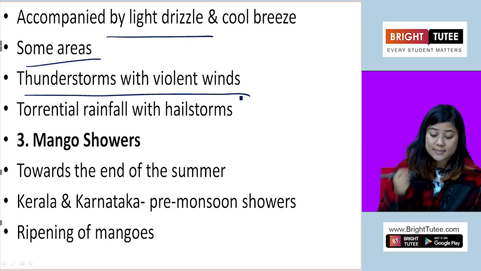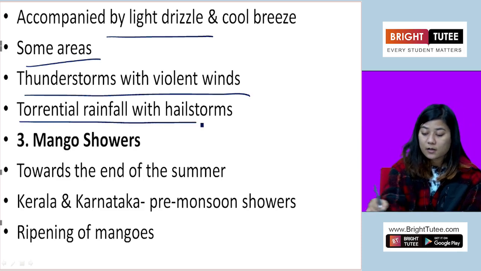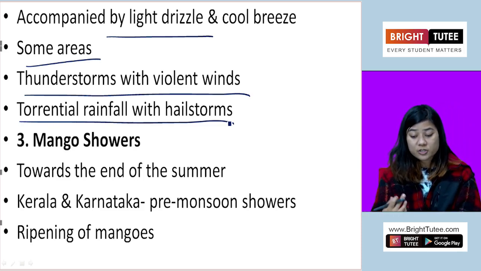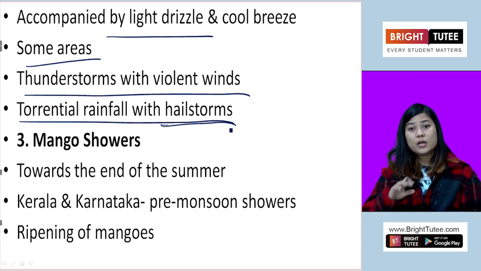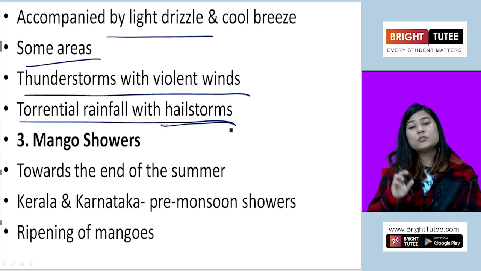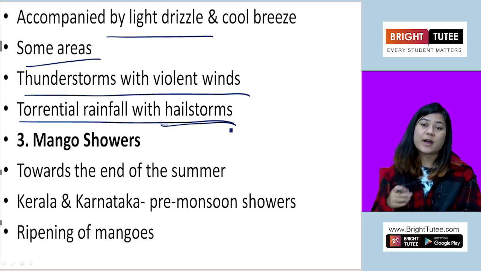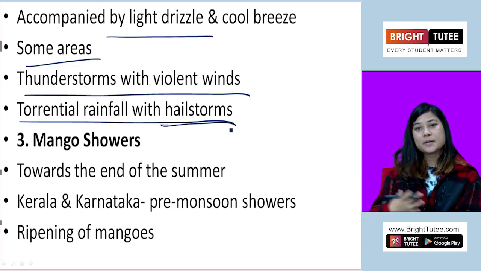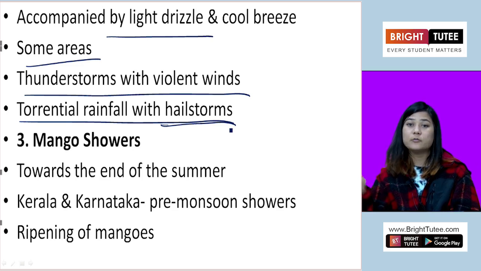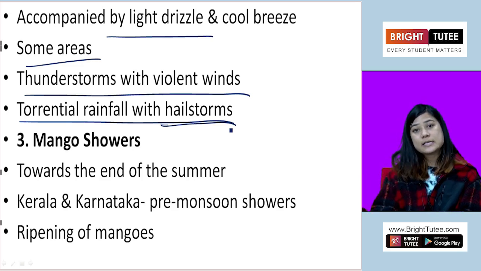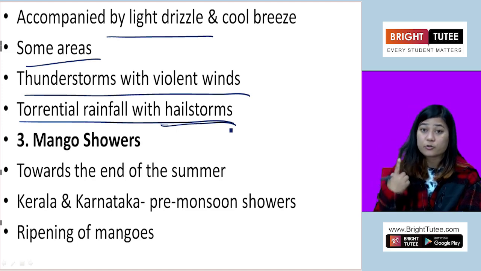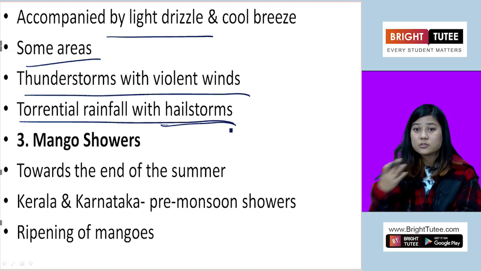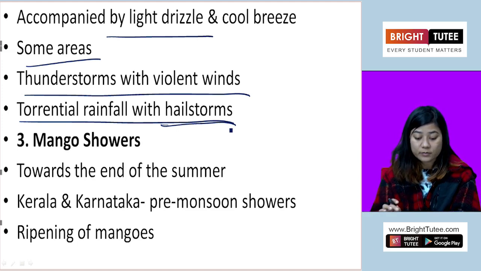And in some areas it brings torrential rainfall with hailstorms. All right, so you see the loo is not only hot, dry, strong wind, but sometimes it is accompanied by other weather conditions. It leads to thunderstorms, hailstorms, and torrential rainfall, meaning constant rainfall for a long time. Very heavy rainfall.